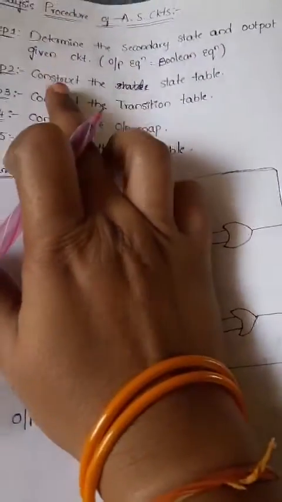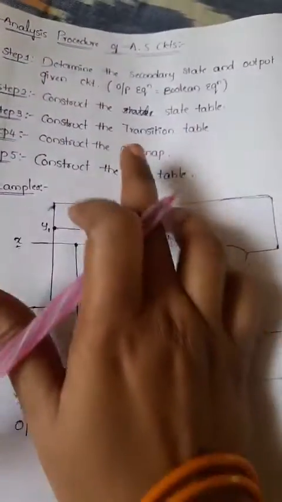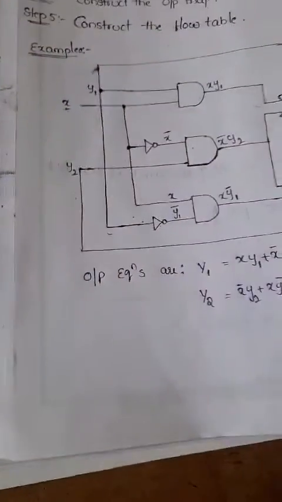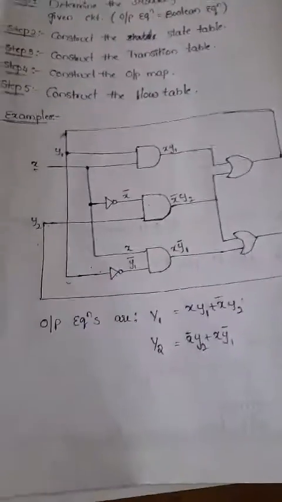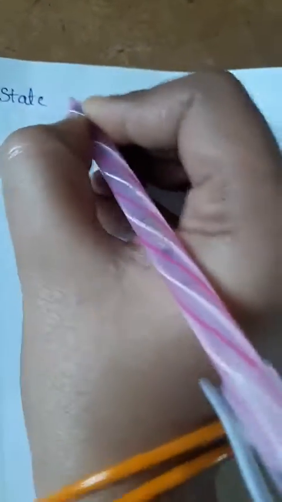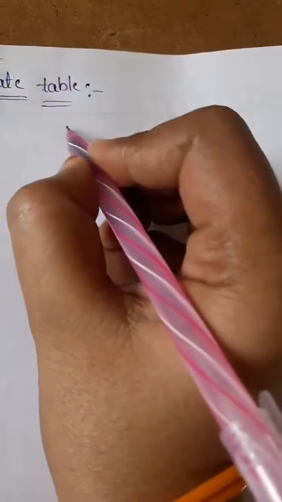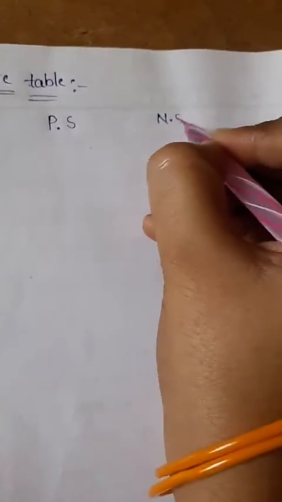Now coming to the second step: what is the next procedure for the analysis of an asynchronous sequential circuit? Construct the state table. Now we'll take another paper here and work out step 2, the state table. What is meant by a state table? We need to write the relation between present state values and next state values. I can represent it here: this is the present state, and this is the next state.